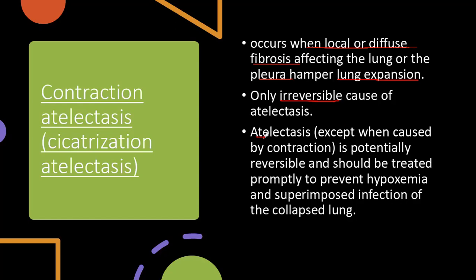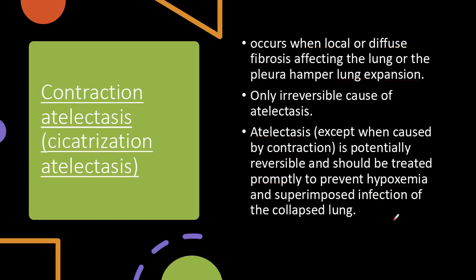Atelectasis, except when caused by the contraction or cicatrization form, is potentially reversible, and it should be treated promptly. Why? You don't want hypoxemia to develop, or a superimposed infection of the collapsed lung. So if it is a resorption atelectasis, remove the obstruction. If it is a compression atelectasis, such as a pneumothorax, you need to seal that or remove the offending agent. But contraction atelectasis is irreversible.